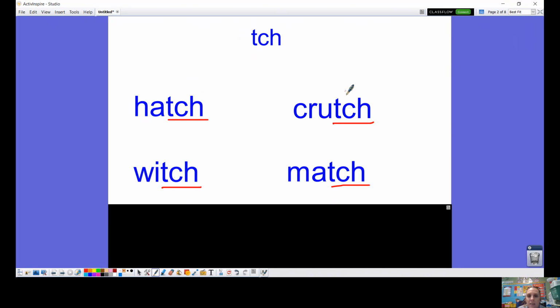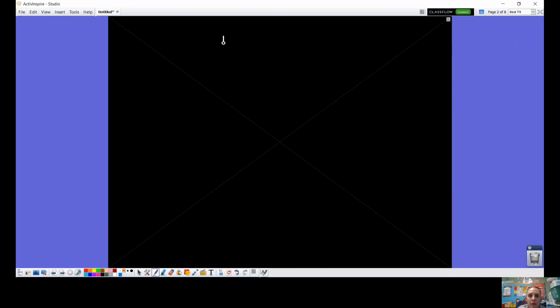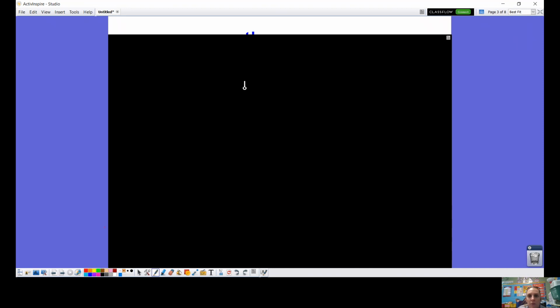Yeah, if you look, it's at the ending of each one of these words. And also, what do you notice about the vowels in each one of these? What do they all have in common? Hatch, crutch, itch, match. These vowels are all short vowels. And so when you have the TCH, it's going to follow the short vowel. All right, let's go on to our next one.